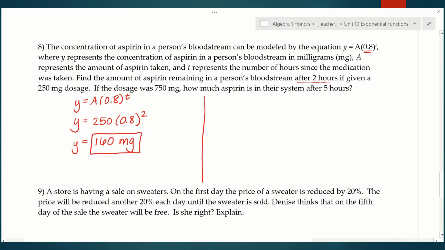All right. Now, the second part says if the dosage was 750 milligrams, how much aspirin is in their system after 5 hours? So this is going to change our A value. The amount that was taken was 750 milligrams. It still decays at the same decay factor. And now our time is 5. I want to know how much is left after 5 hours. Okay, so let's see here.